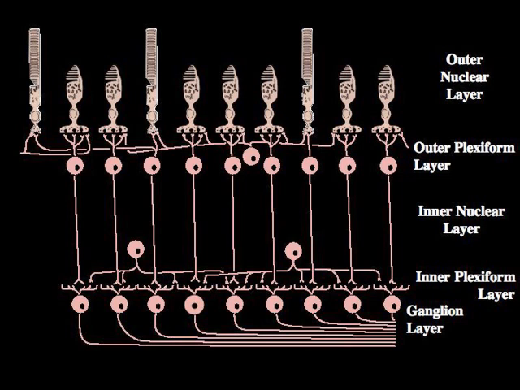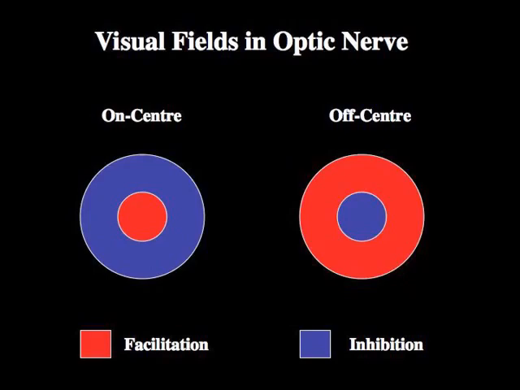When you take that retina and look at its surface, you take that slice and you turn it through 90 degrees, you get this visual field, such that an on-center visual field is facilitated by light falling on its center, but inhibited by light falling on its periphery.